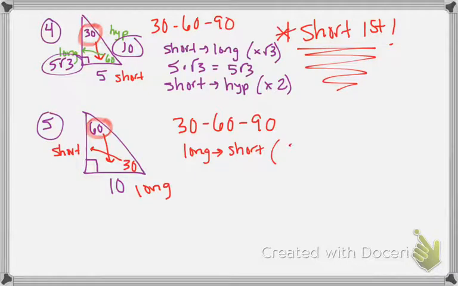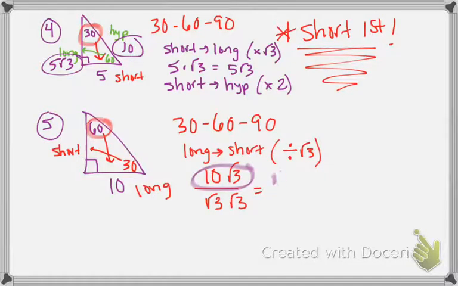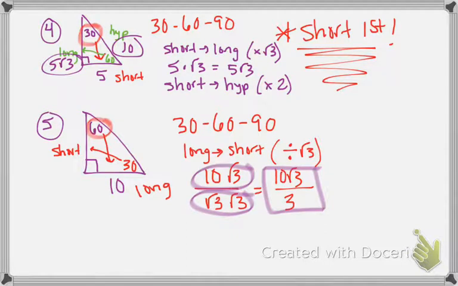The rule to go from short to long is divide by root 3. So I'm going to take the long leg, which is 10, and divide by root 3. We want to rationalize and multiply top and bottom by root 3. So we multiply across the top, and that becomes 10 root 3. And then we multiply across the bottom. Any square root times itself is just the number, so that's just 3. We want to check to see if we can reduce this 10 over 3, but we can't. So that is our short leg, 10 root 3 over 3.